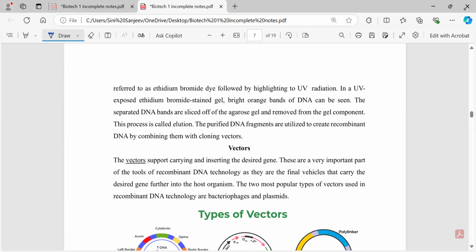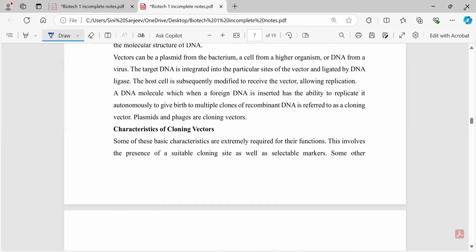Elution. The process in which your preferred DNA bands are sliced off from the agarose gel is called elution. This is a very useful technique for defining whether it's a recombinant or a non-recombinant DNA.